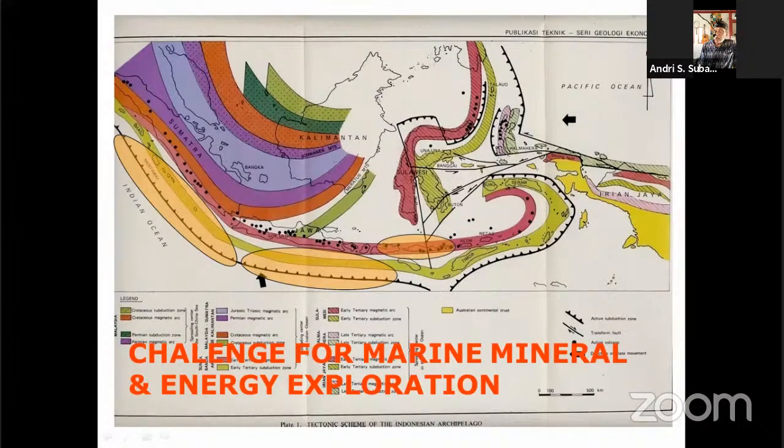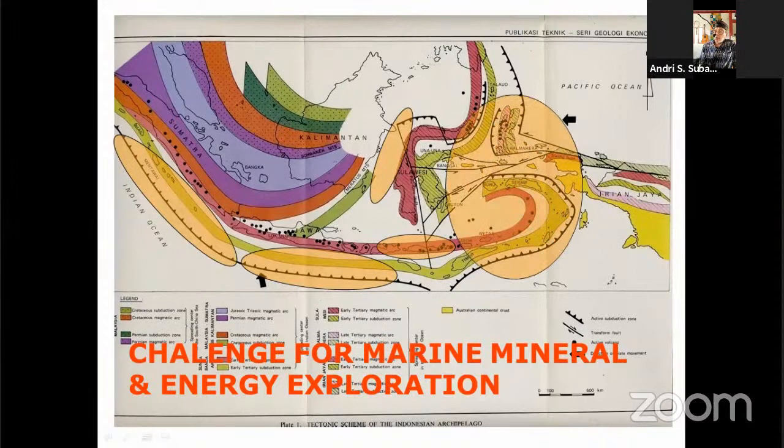And we can also search for minerals, for example the heavy minerals in the Lesser Sunda Islands, such as Flores and Sumba. And also maybe we can find active hydrothermal sites between Sumatra and Kalimantan.